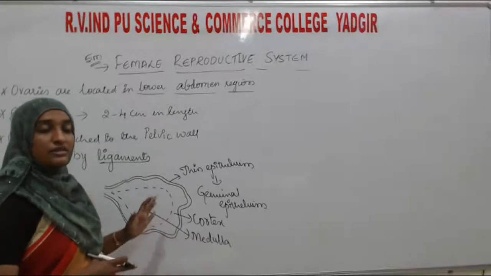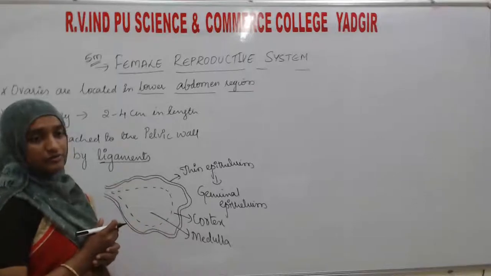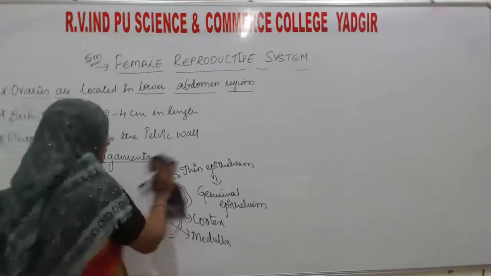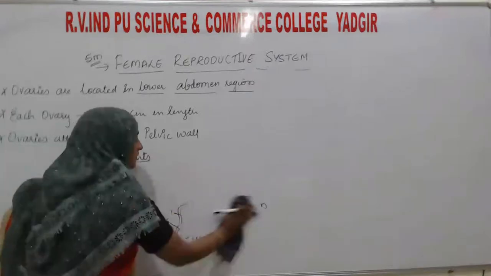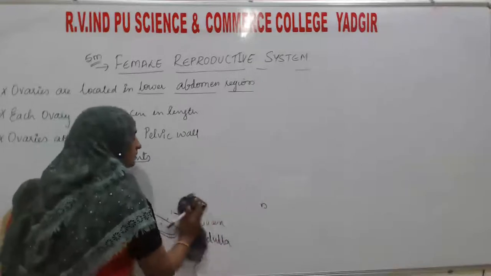We will discuss in detail how in these ovaries the ova are going to be produced. Before that, we have to see the structure of what? Of the female reproductive system. So let's see here.